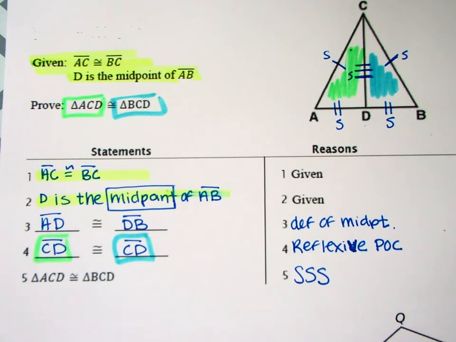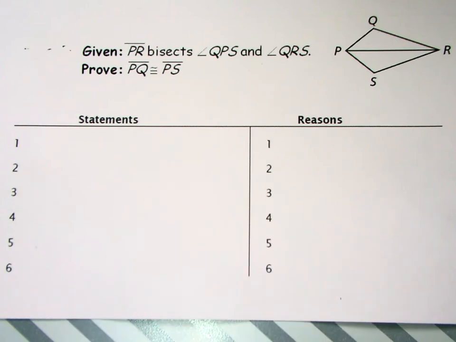Okay, let's take it up a notch, and let's do one completely blank. The one good thing about this problem is it tells you that there are 6 lines of proof. So that's pretty useful. Okay, here we go.